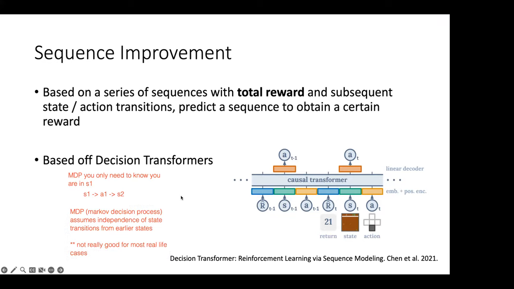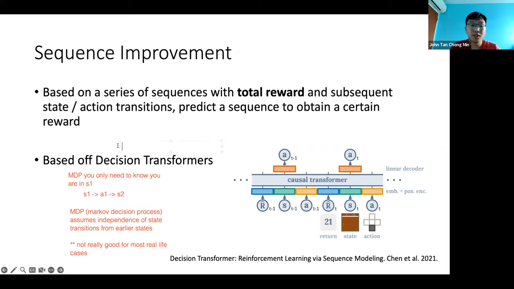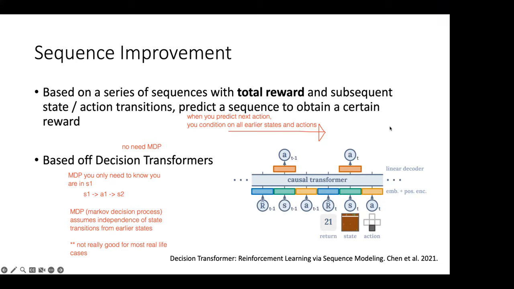Yes. So this is one good thing about decision transformers: no need for MDP. Because you are modeling the whole sequence of states, actions and rewards from the start of the episode all the way to now, you have the whole history. When you predict the next action, you condition on all earlier states and actions. You don't need to rely on the Markov decision process. And there is empirical evidence that this actually works better.